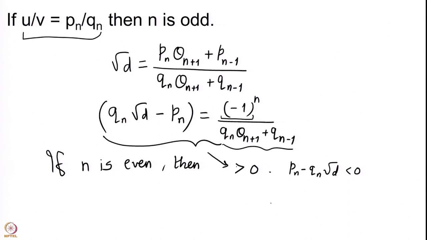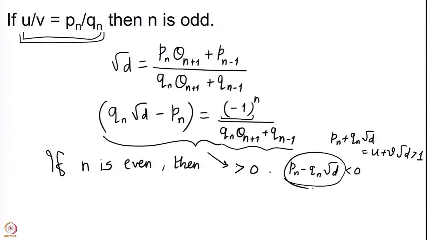But that cannot happen because our Pn plus Qn root d, remember Pn and Qn are u by v. This is u plus v root d. This is a positive number, and its inverse then cannot be a negative number. So, if u upon v is Pn by Qn for some n, then n has to be odd. So, this is the first condition that we obtain.